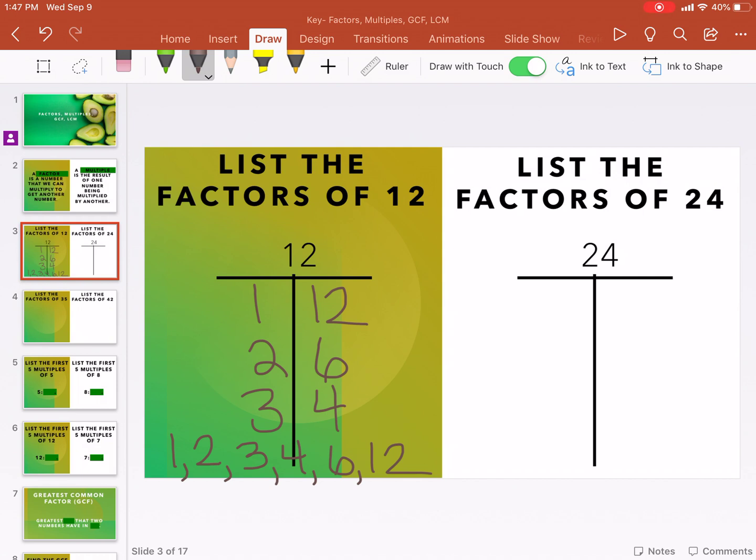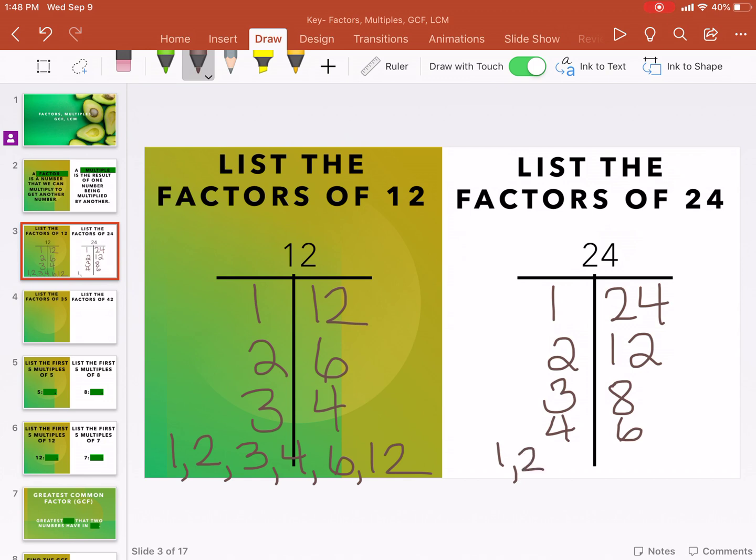So let's do 24. We always start with 1 and 24, or 1 and itself. It's an even number, so 2 is going to work. 2 and 12. 3, let's see, 3 times 8. And then does 4 work? Yep, 4 times 6. So 1, 2, 3, 4, 6, 8, 12, and 24. Those are all of the factors of 24.